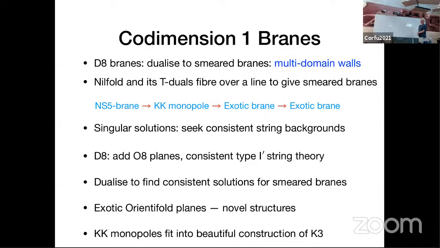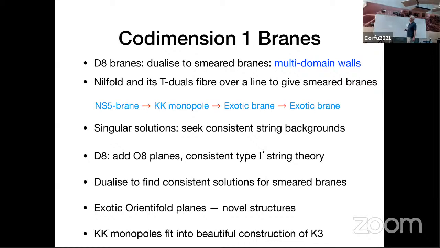And the nilfold and its T-duals fiber over a line to give solutions which are related to smeared branes. So, for example, the three-torus with H flux gives rise to a smeared NS5 brane, the nilfold to a Kaluza-Klein monopole, and the others to exotic branes. So that's the link between the exotic branes and the solutions of the last slide. And I'll spell this out in a little more detail in a moment.